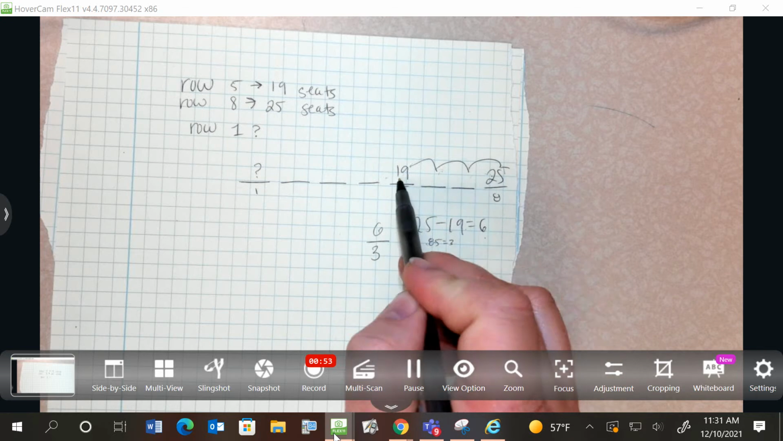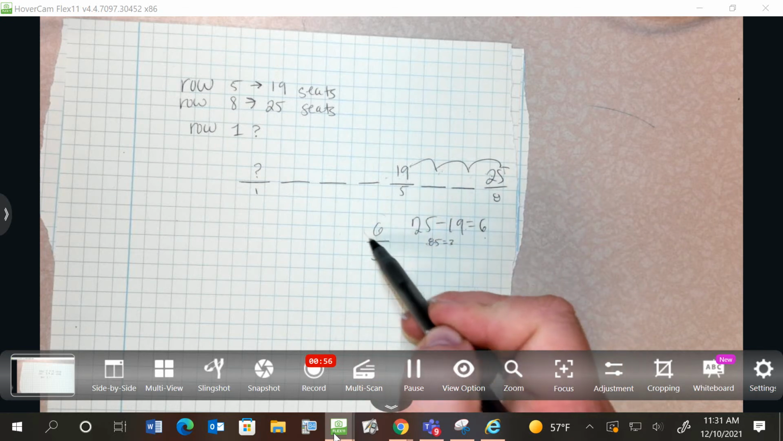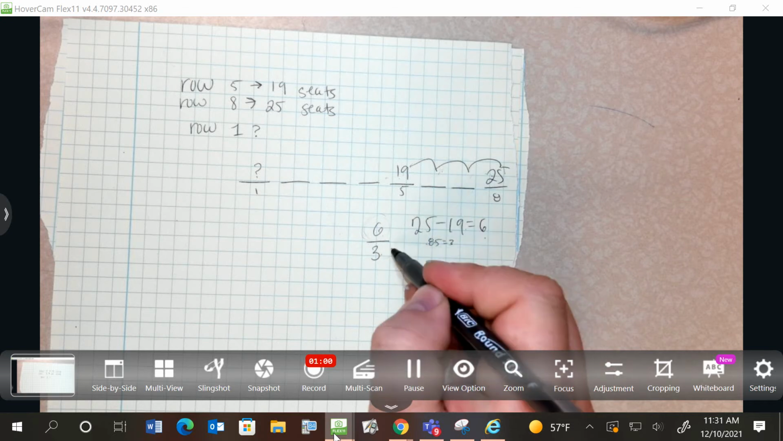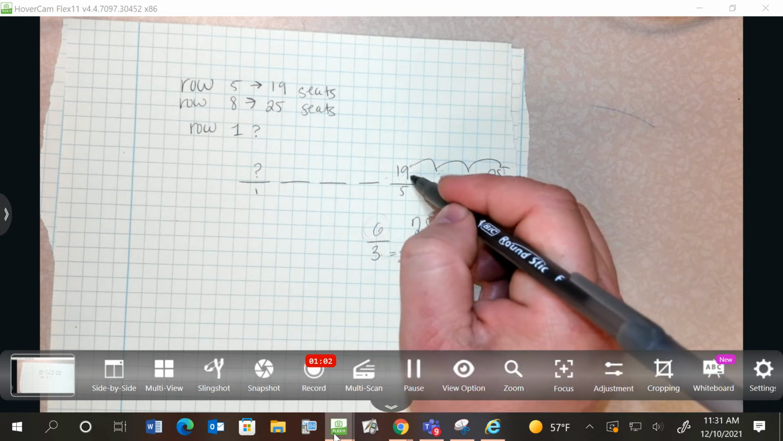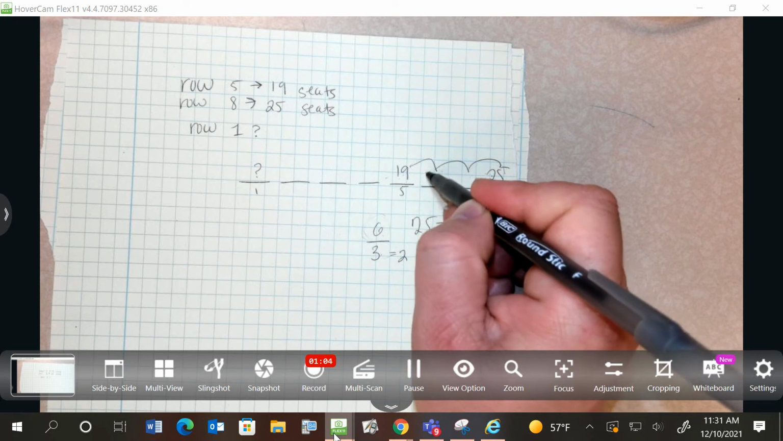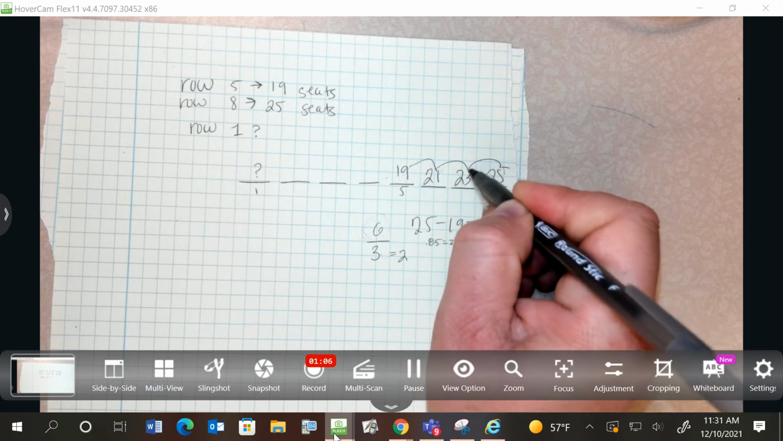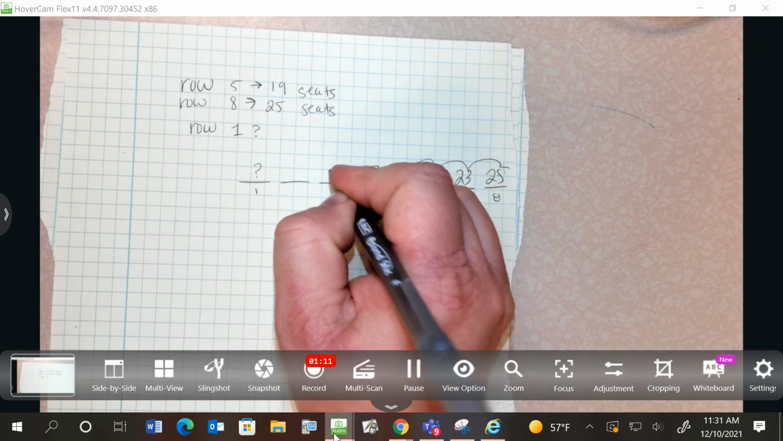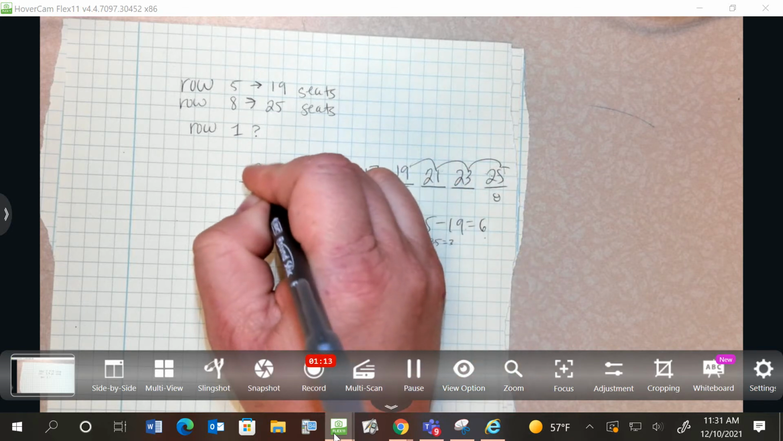This is the difference in the number of seats per row and the difference in the actual rows. When divided, I get an answer of 2. What does that tell me? Well, let's check if this works. 19 plus 2 plus 2 plus 2, it works. So I want to go now back downwards. Subtract 2, subtract 2, subtract 2, subtract 2.